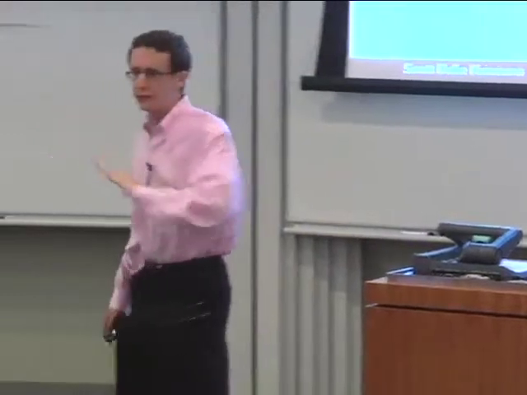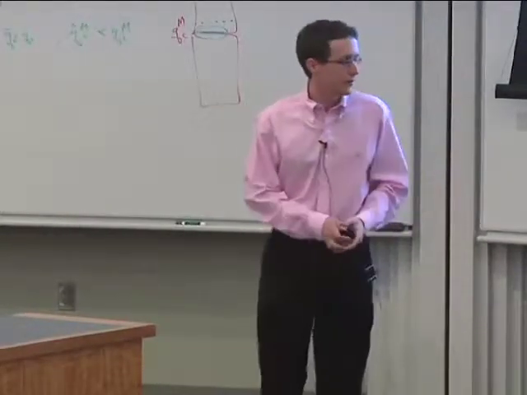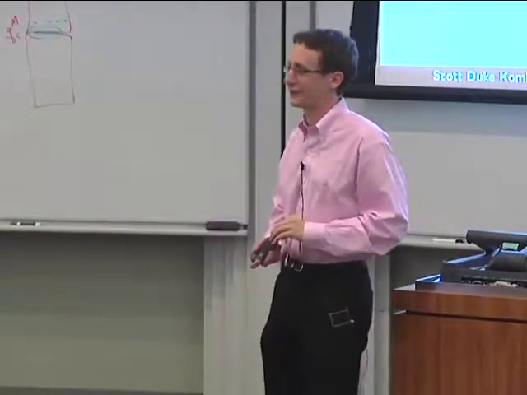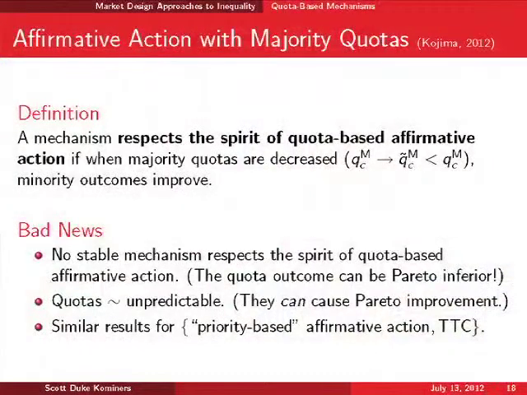Okay, I don't want to belabor this example too much. I did point out that this is actually a Pareto inferior outcome that we're getting. It's not just bad for the minorities, but it's bad for everybody. The real takeaway, as I've said, is that the quotas are unpredictable. Fujito has another example where they cause a striking Pareto improvement. I don't remember if it's exactly this situation. I think it's one of those class of models.